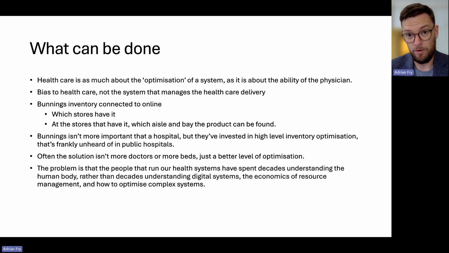The solution often isn't more beds, more wings. In some cases it is, absolutely, but rather than thinking about more of the same, think about something that actually optimizes what you've got. Our medical administrators have spent decades understanding the human body. They haven't spent decades understanding digital systems, the economics of resource management, and how to optimize complex systems. And if we want to improve our health system, the delivery of optimization is the key step that often we're missing.